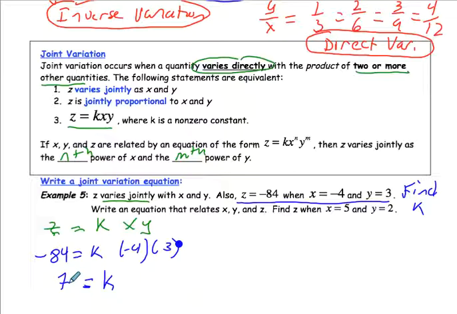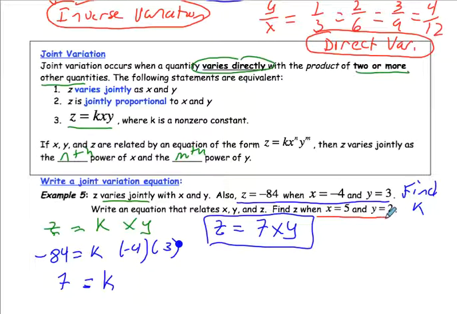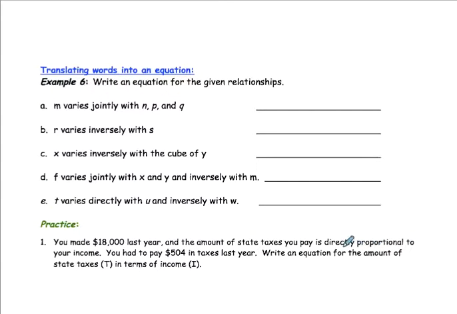And then we have to substitute this back in to get our model. So our model is z is equal to 7xy. That's our model. And then we're going to use our model to find z when x is 5 and y is 2. So using the model, z is equal to 7 times 5 times 2, which is 70. Okay, so using the model, we get z is equal to 70. Okay, going on to the last page.